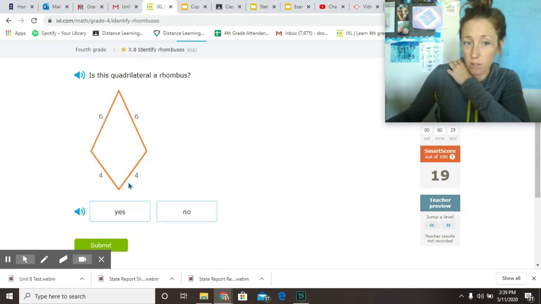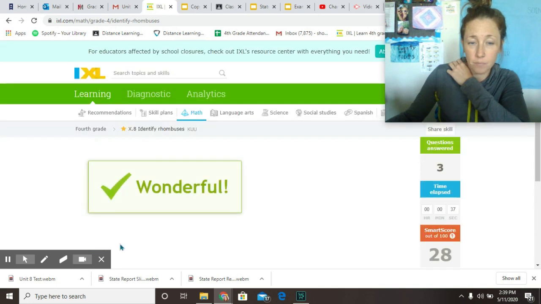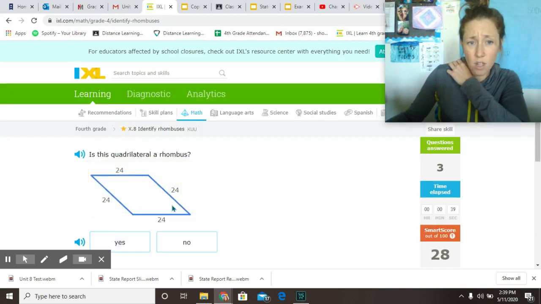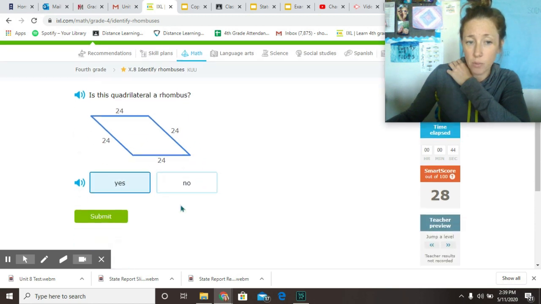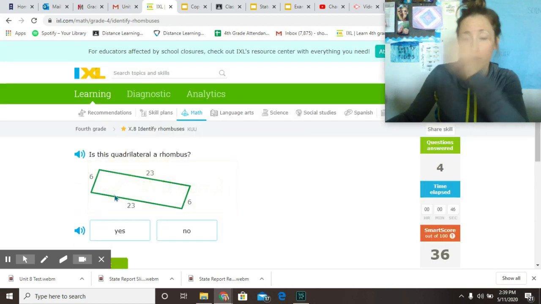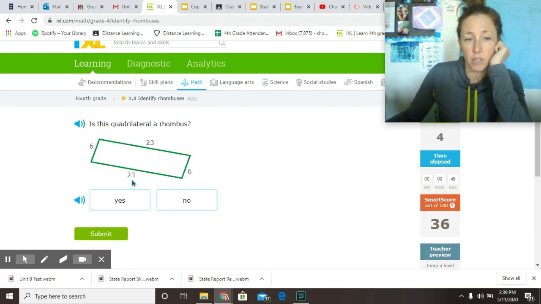This kite is not a rhombus because my sides are not parallel and they're not congruent. So that would not be. This one, all the sides are the same. They're parallel, but not going to run into each other. So that would be a rhombus. Okay. This one is a rhombus.